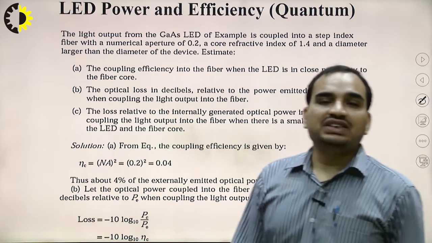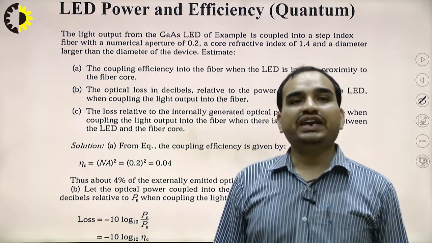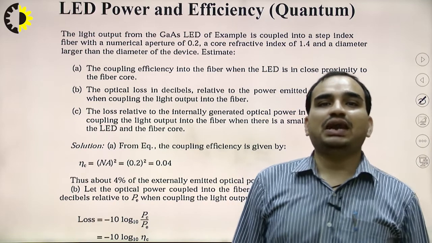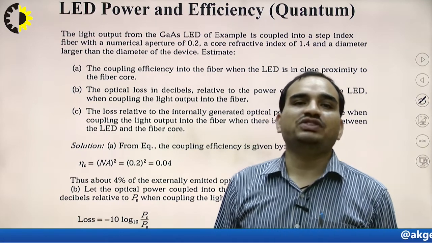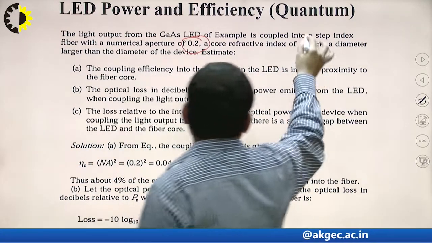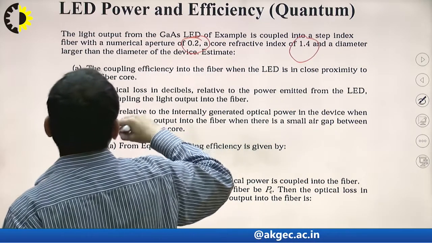So let's discuss one numerical based on this. Light output from the gallium arsenide LED, which we have discussed in the example, is coupled into a stepped index fiber with a numerical aperture given by 0.2, a core refractive index of 1.4, and a diameter that is larger than the device.